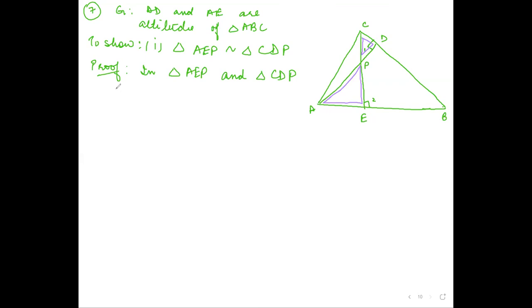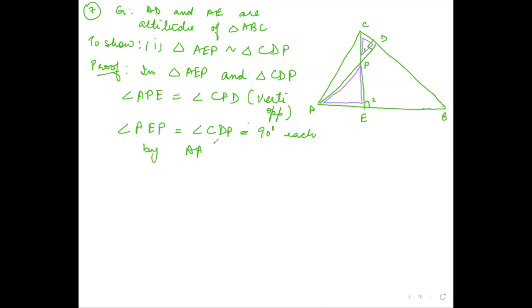Ma'am, angle APE is equal to CPD. Okay, why? They are basically opposite angles. Exactly. Angle APE is equal to angle CPD, vertically opposite. Good. Yes, Rida, what else can I use? Angle AEP and angle CDP are 90 degrees each. Exactly. AEP is equal to angle CDP, equal to 90 degrees each. Good. So two angles are equal, that's enough.